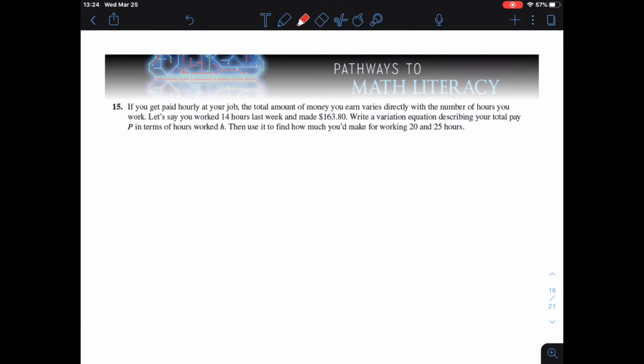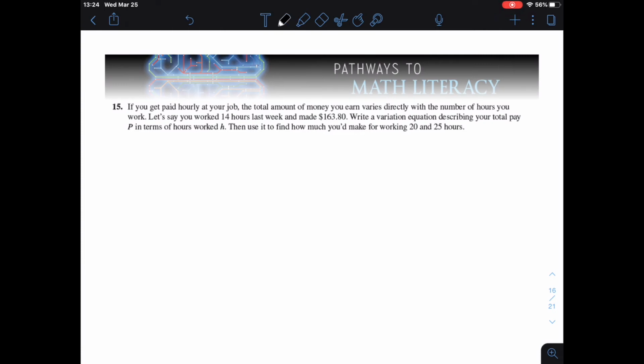So let's try some more examples. If you get paid hourly at your job, the total amount of money you earn varies directly with the number of hours you work. So if you work no hours, you're not going to get paid. So let's say you worked 14 hours last week and made $163.80. We want to write a variation equation describing your total pay P in terms of hours worked. And then we're going to see how much we would make if we work 20 hours and how much we would make if we work 25.